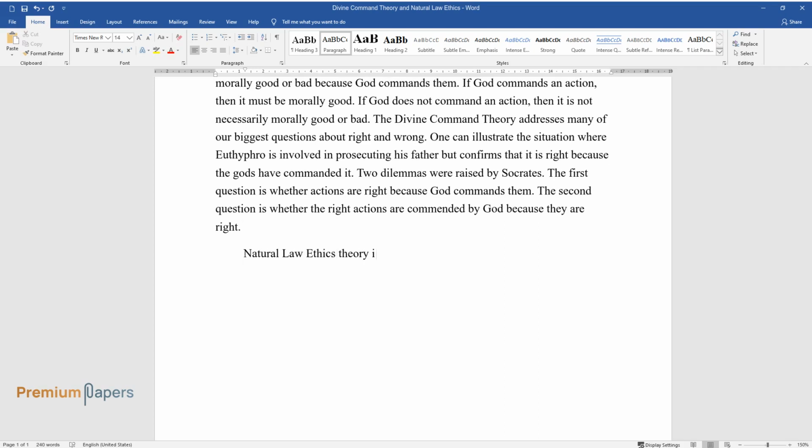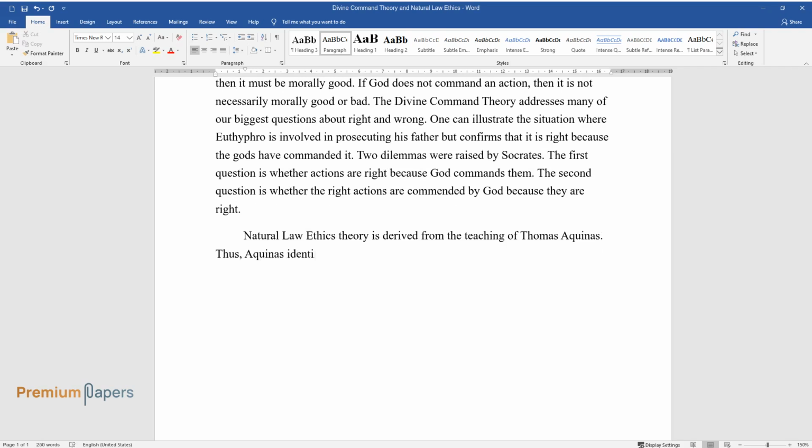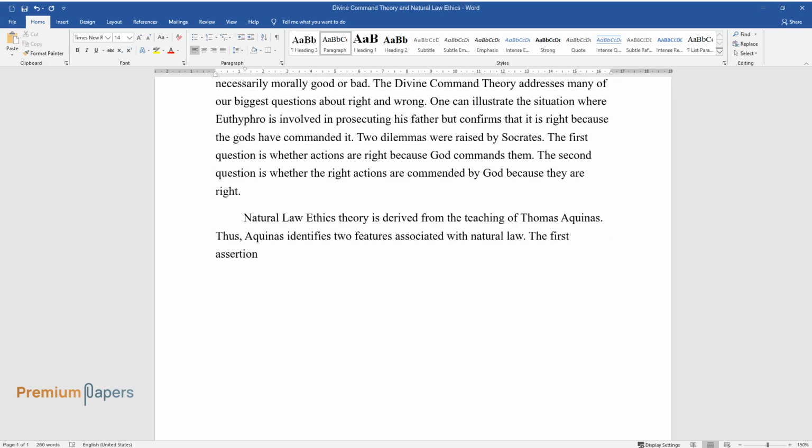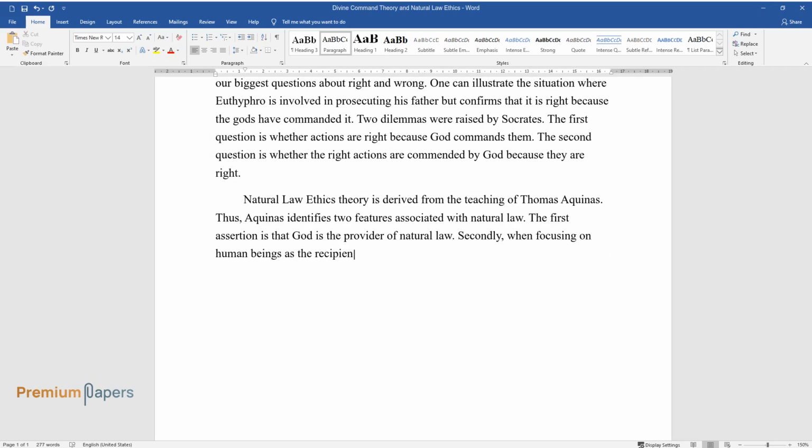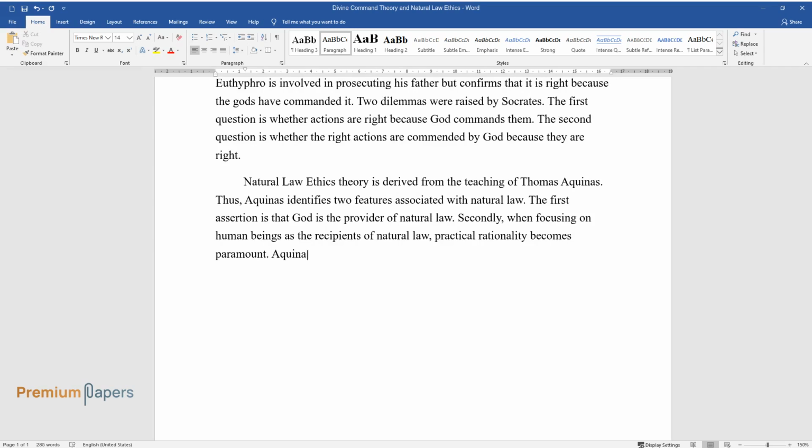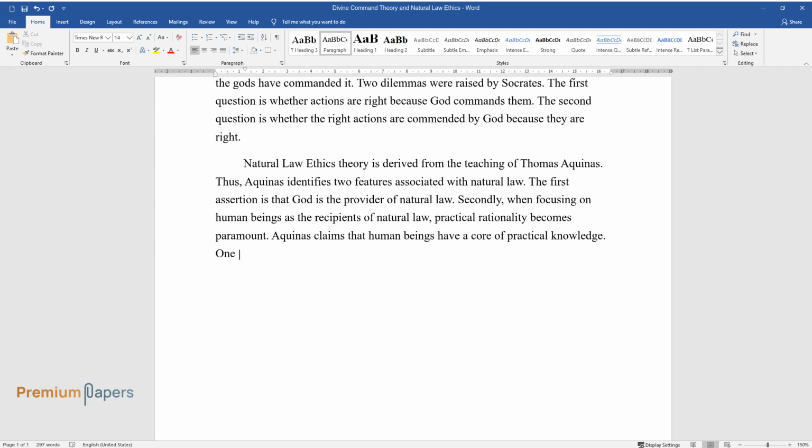Natural law ethics theory is derived from the teaching of Thomas Aquinas. Thus, Aquinas identifies two features associated with natural law. The first assertion is that God is the provider of natural law. Secondly, when focusing on human beings as the recipients of natural law, practical rationality becomes paramount. Aquinas claims that human beings have a core of practical knowledge.